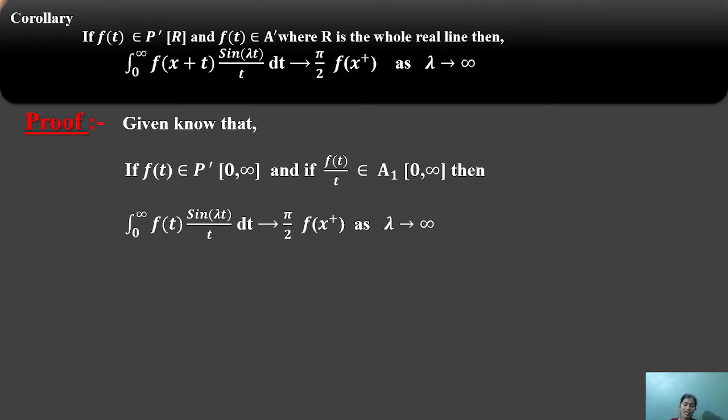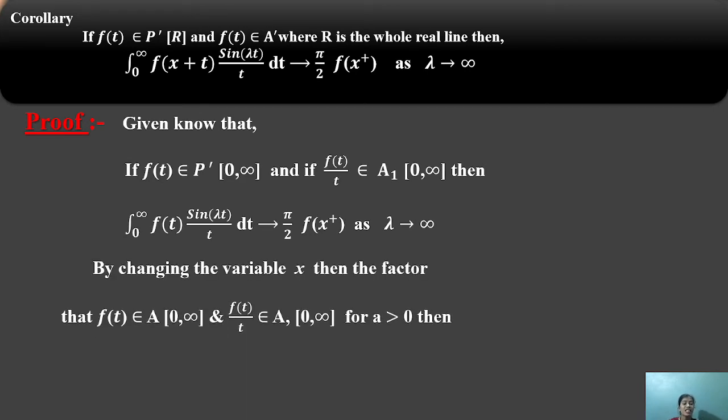Then we get the equation: the integral from 0 to infinity of f(t) sin(λt)/t dt tends to (π/2) f(x+) as λ tends to infinity. Then, changing the variable, f(t) is an element of A(0, ∞) and f(t)/t is an element of A(0, ∞). Both of these conditions, f(t) and f(t)/t being elements of A(0, ∞), will be proved in this equation.